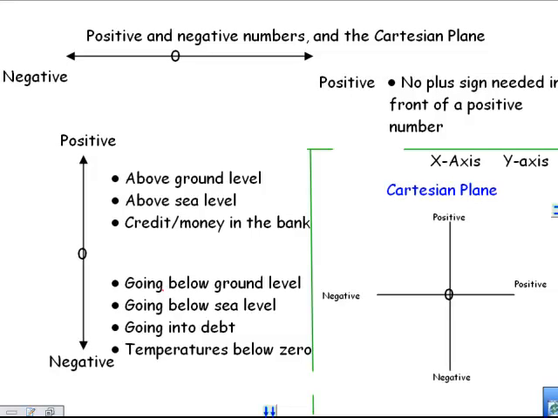Hello everybody. Today we're going to look at positive and negative numbers and how these relate to the Cartesian plane. Now since you were little you always saw numbers everywhere.